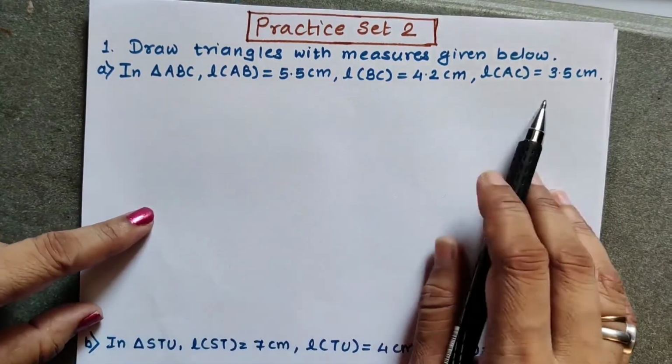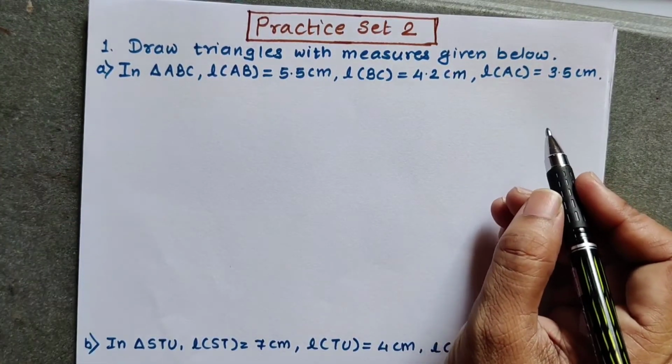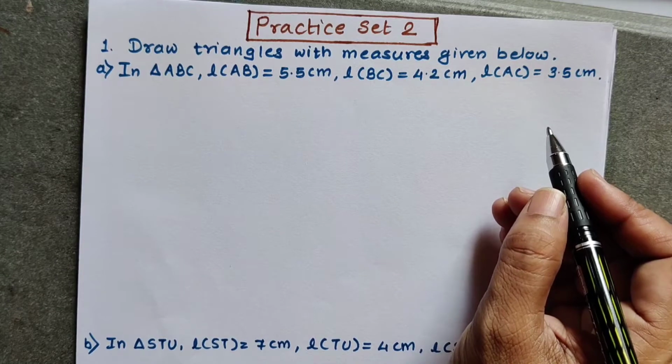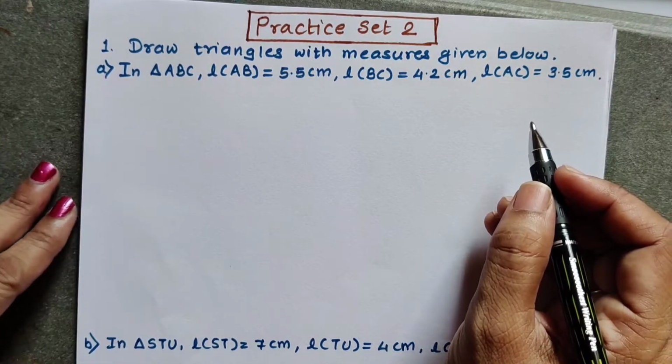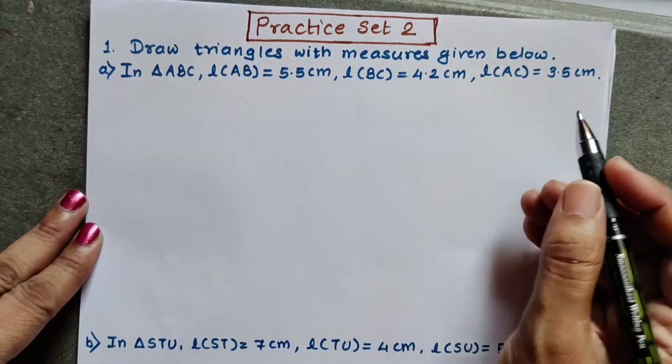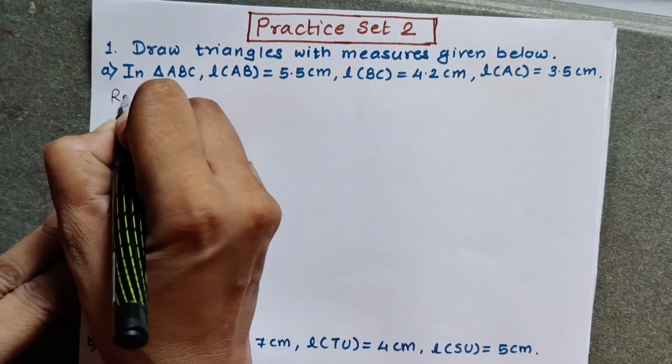How to draw the diagram. First, always draw a rough sketch. From the rough sketch or rough figure we get the full idea of how to draw the fair one, and there will be no scope for mistakes while drawing the fair diagram. So let us first draw a rough figure.